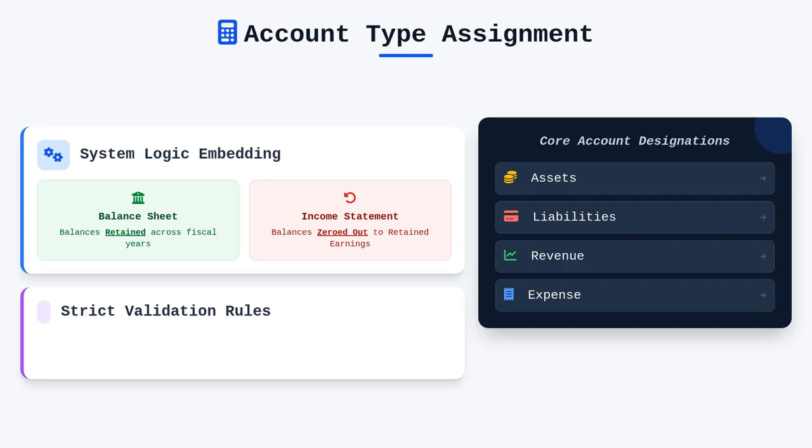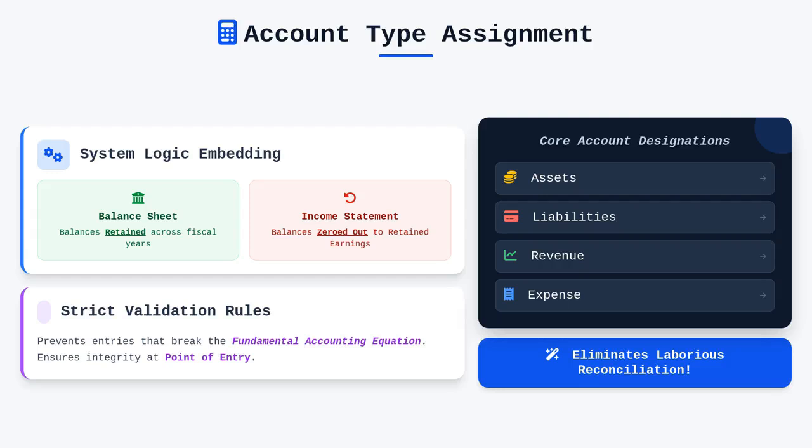You must also consider the implementation of strict balance sheet validation rules. These rules prevent users from posting entries that would break the fundamental accounting equation, thereby ensuring that ledger integrity is maintained at the point of data entry rather than through laborious reconciliation processes later.